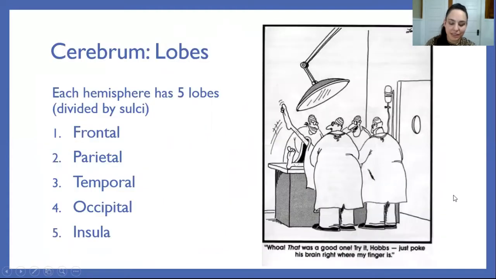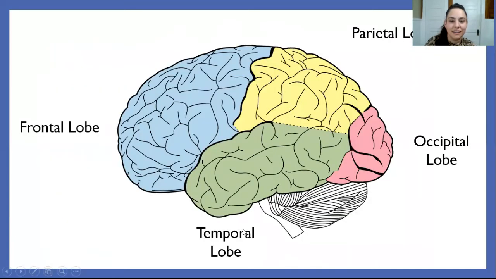Your cerebrum is going to be divided up into 5 different lobes. They're divided up for the most part by a large sulci that runs between them. Now, the lobes include the frontal, the parietal, the temporal, and the occipital. The last one, the insula, is a little bit different. It's actually inside of the brain in the middle. So we have to peel back parts of the lobes to see the insula. This picture shows us all of those outer lobes.